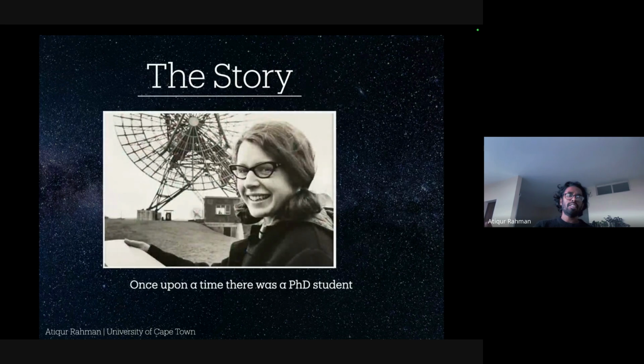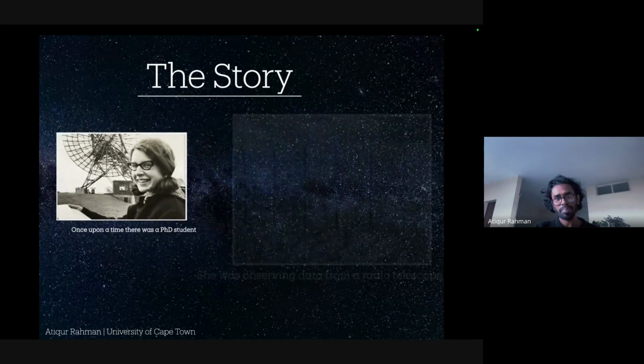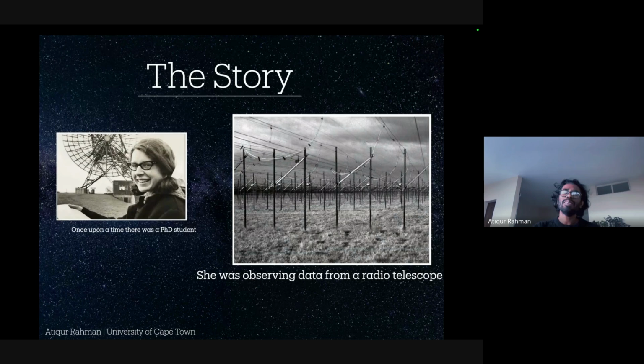So here is how the story begins. The story starts from a PhD student a long time back, and the student's name is Jocelyn Bell, and she was working on a telescope. And let me just show you the telescope first. This is a certain kind of telescope, and these are called radio telescopes. So what it does is it tries to catch the radio signals from some source.